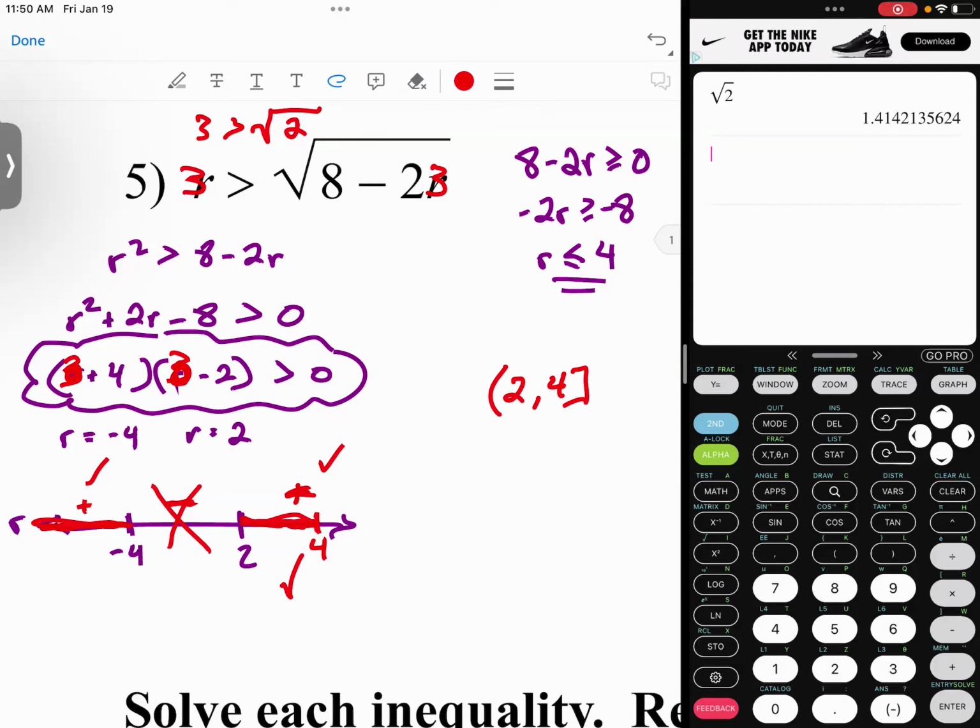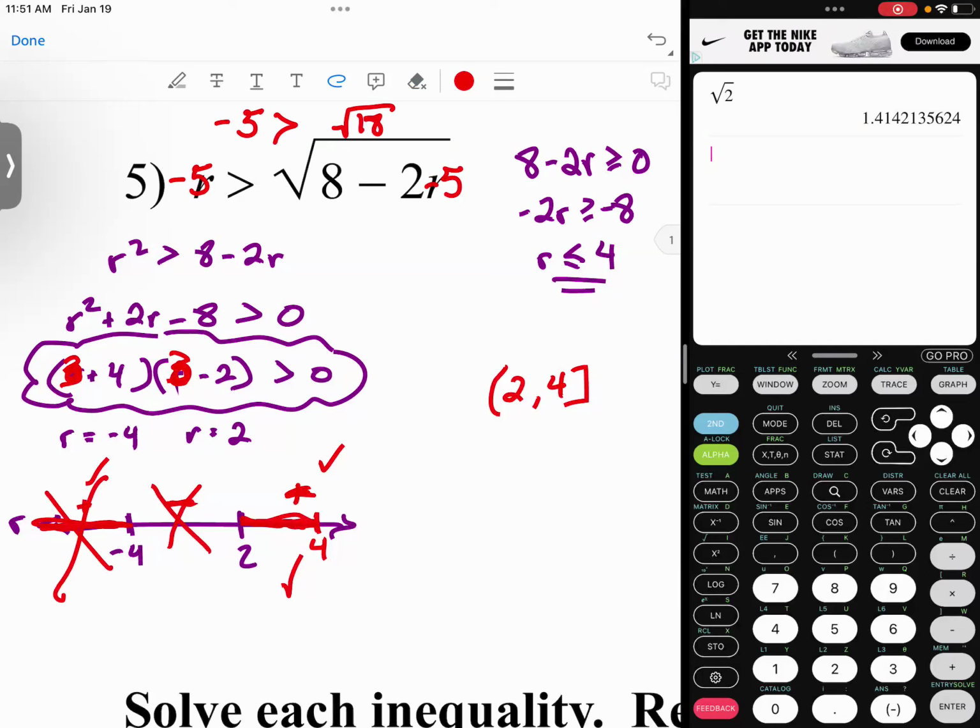What about -5? If I plug in -5 here and -5 here, then I'm going to have the square root of 18 is less than -5, or -5 is greater than the square root of 18. That is a lie. That's not true. So those actually aren't parts of the solution.